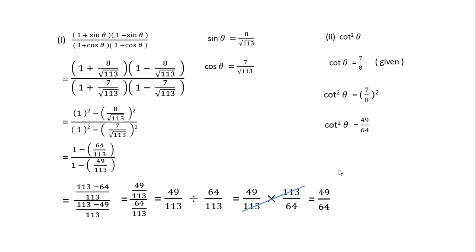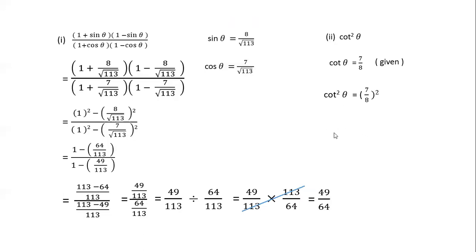But they have not asked you whether it is equal or not. They just told you to independently calculate the two values, and they have done it. That's all. But for your inference, I'm just telling you that 1 plus sine theta, 1 minus sine theta upon 1 plus cos theta, 1 minus cos theta is equal to nothing but cot square theta. The values are the same, so you can say these two are equal. That's a little additional knowledge about it. That's all. Next.